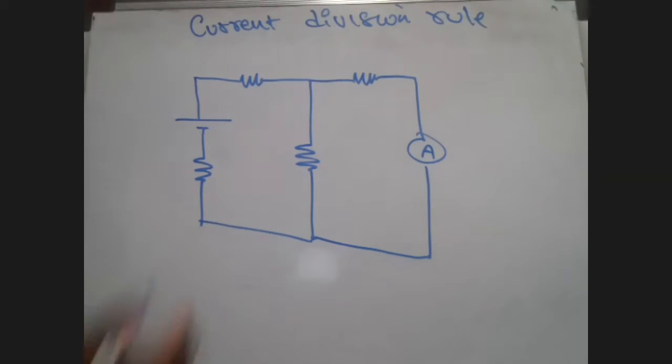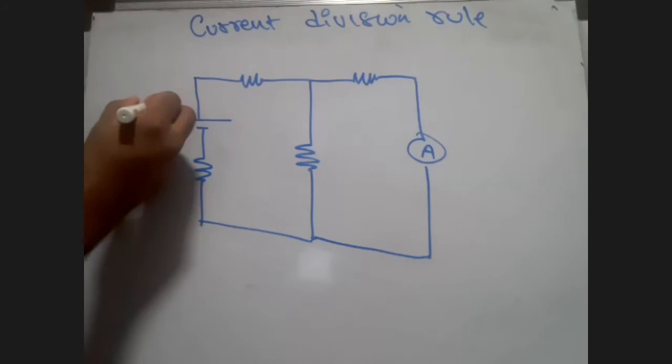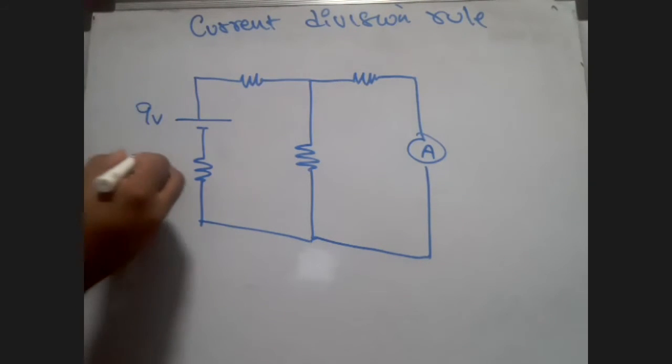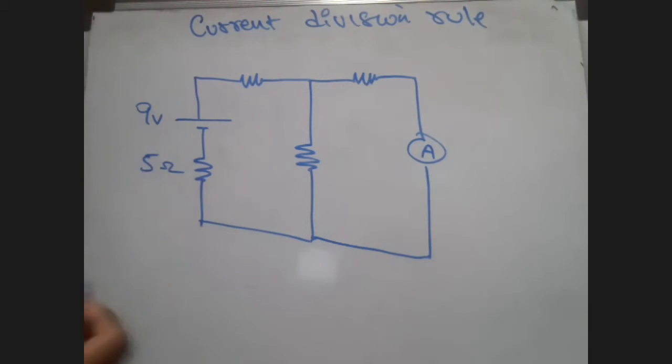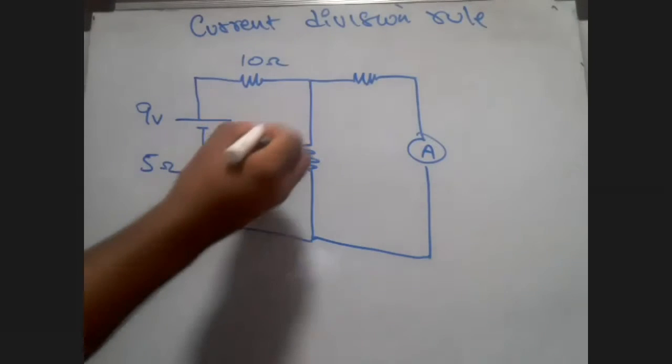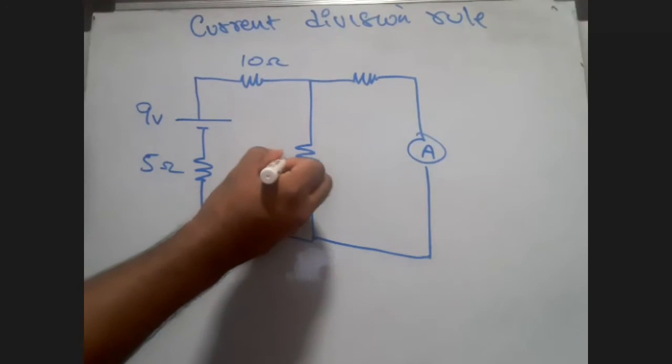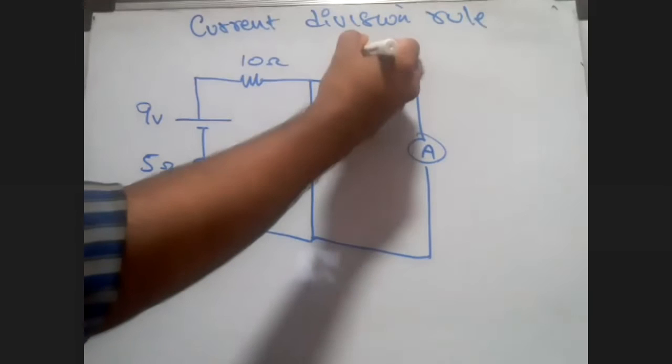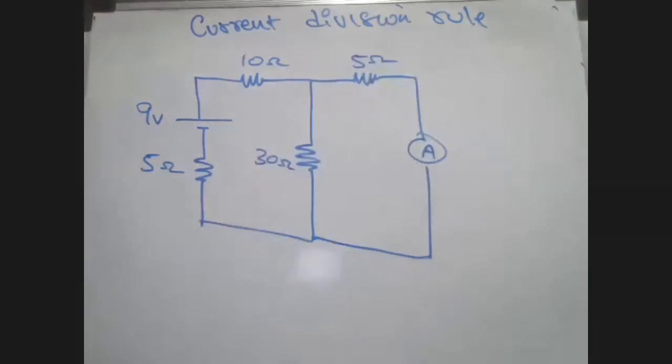Let's say this is 9 volts. This is 5 ohms. This is 5 ohms. This is 10 ohms. This is 30 ohms. I want you all to do this together with me. 30 ohms. This is 5 ohms here. So now the question is simple. I have to find the reading of the ammeter.